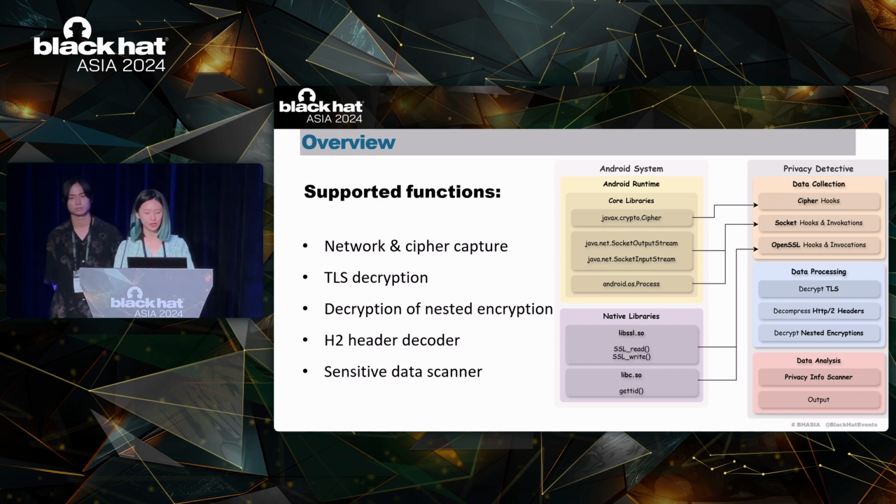So you can see that our supported functions in the middle 3, which come from the data processing section, are decrypt TLS, decrypt nested encryption, and decode H2 header. So generally, we try to hook TCP, TLS and cipher data by Frida from Android runtime and native libraries in the data collection layer. Okay, after that, it goes to the data processing layer for decryption. And finally, the tool will scan and generate the output files.